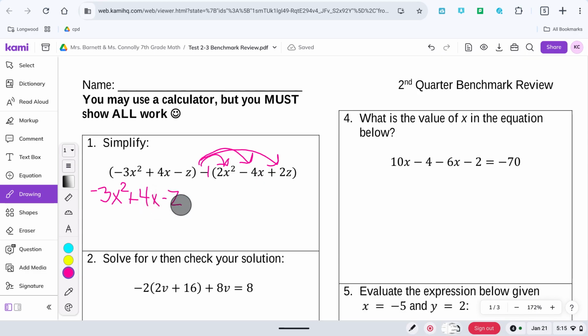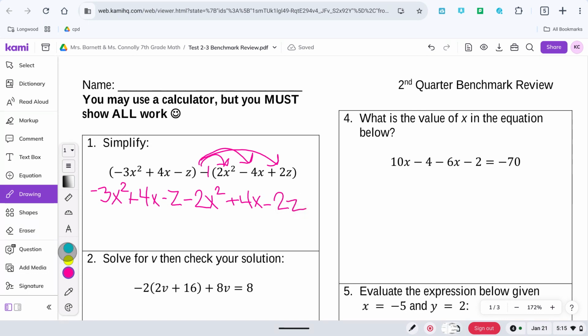So I'm just bringing down the negative 3x squared plus 4x minus z and distributing the negative 1 to everything in the second one. Gets me negative 1 times 2x squared is negative 2x squared. Negative 1 times 4x is positive, just getting 4x, not squared, sorry about that. And negative 1 times 2z is negative 2z.